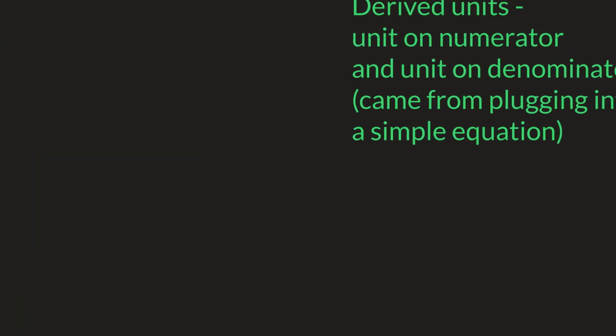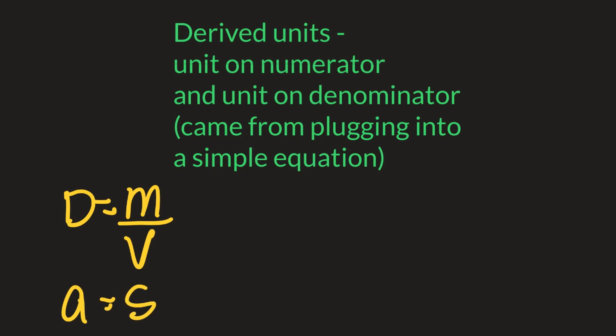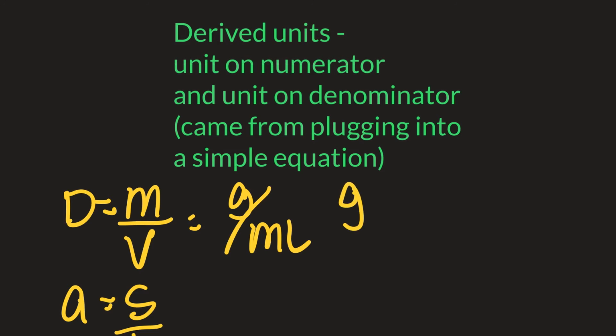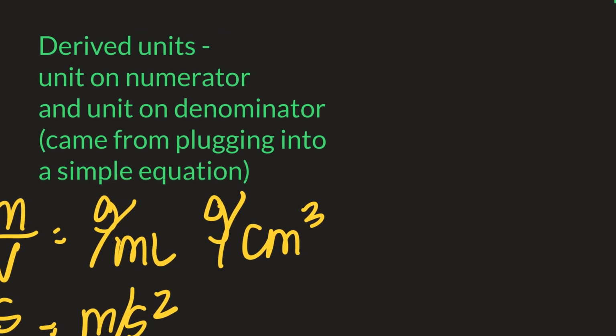All right. Now, let's talk about derived units. Derived units come from when you have a unit on the numerator, a unit on the denominator, and it came from plugging into an equation, like density is mass over volume. Acceleration is speed or velocity over time. Like you're plugging it in and you have a unit like grams per milliliter or grams per centimeter cubed or meters per second squared. Like you have a top unit and a bottom unit.